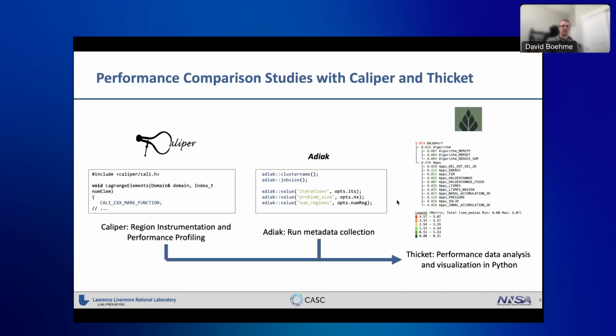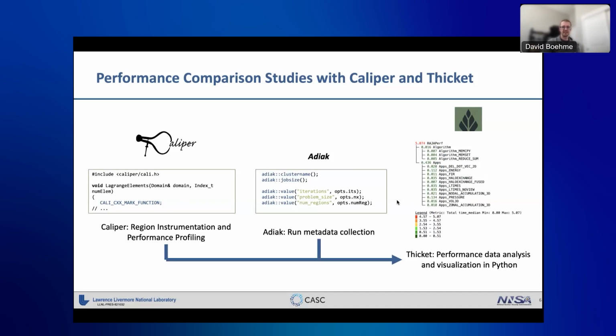So as I mentioned, Caliper fits into a kind of tool ecosystem that we're developing here at the lab, in particular with Thicket. And here Caliper is essentially our program instrumentation and performance measurement component. So that's what's basically doing the performance measurements. And it works together with another little library called Adiak. So Adiak allows us to collect run metadata automatically.